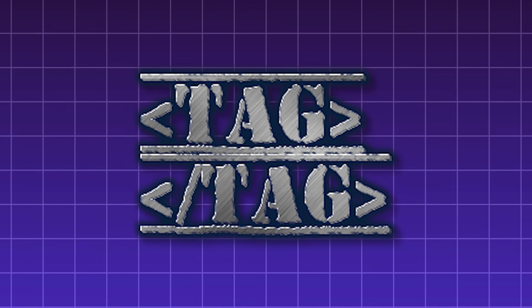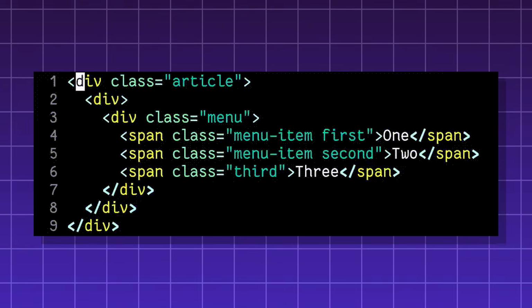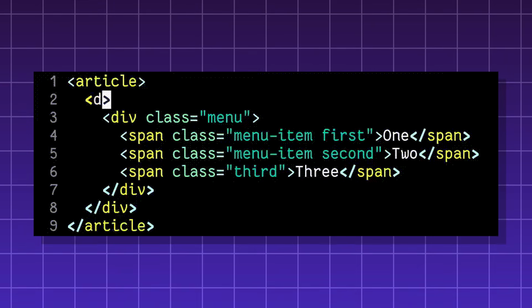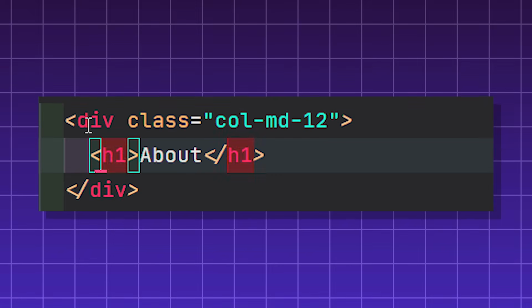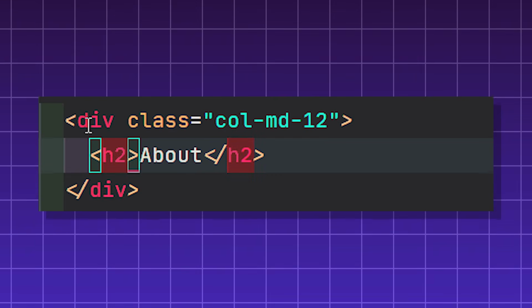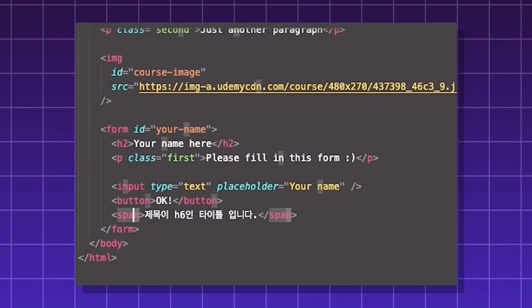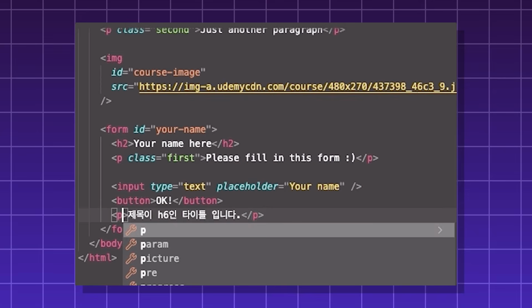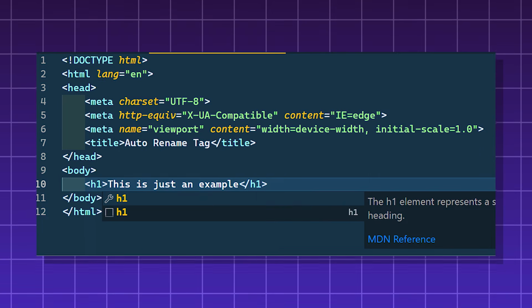Auto-rename tag, a VS Code extension that automatically renames tags. It automatically renames paired HTML and XML when you edit one of them, saving a lot of time. It supports many languages, and there's no configuration needed. It works right out of the box. Change the opening tag and the closing tag updates automatically, and vice versa. It even works with self-closing tags and nested tags.